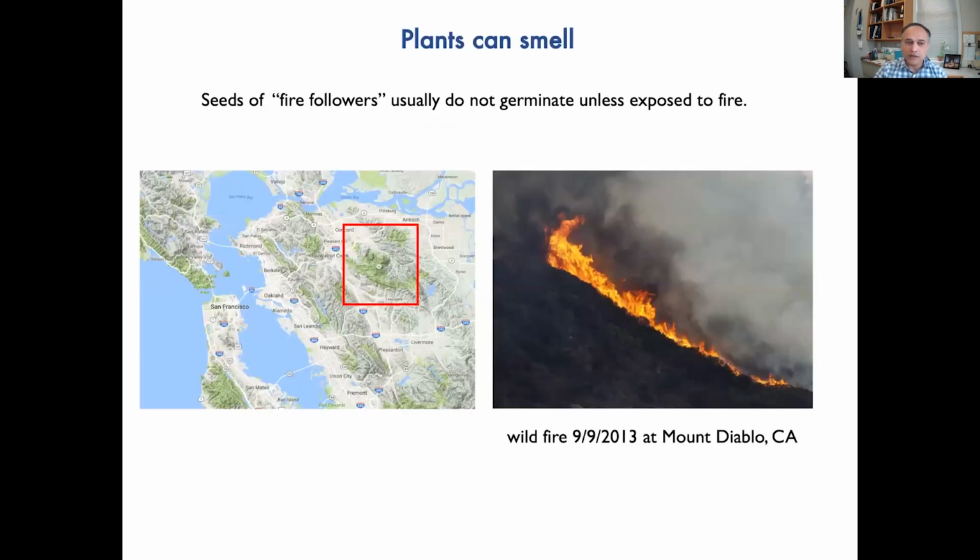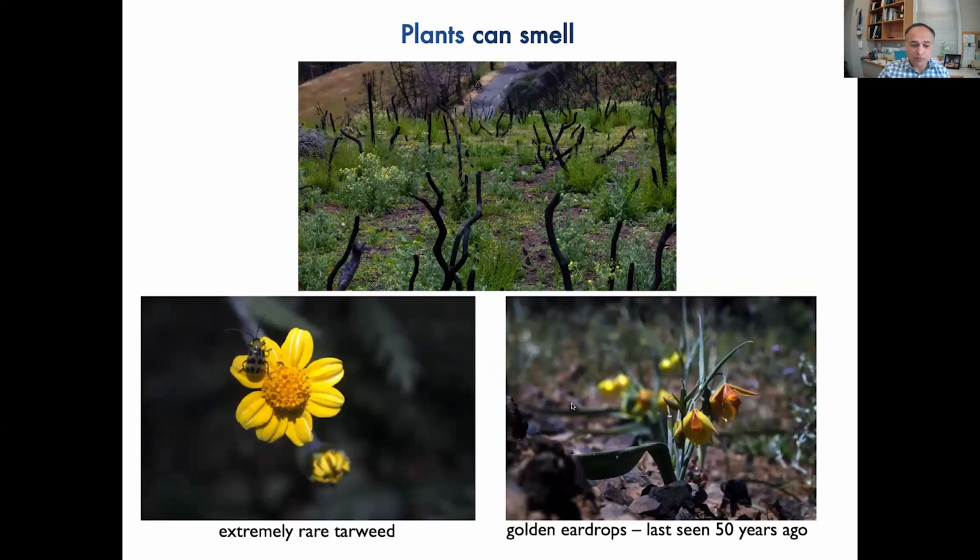And another example I'd like to give you is how some seeds, for years, stay dormant until they have been exposed to smoke from a fire. So an example is in 2013, there was a wildfire in Mount Diablo in Northern California. And in response to that, some plants, for example, golden eardrops that were not seen for 50 years, growing in that piece of land right here, can germinate.